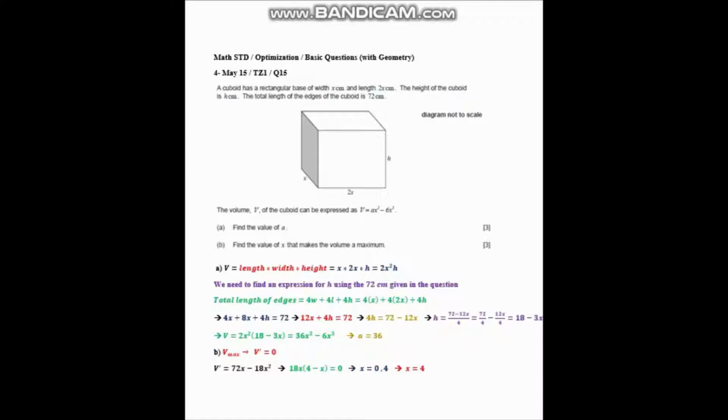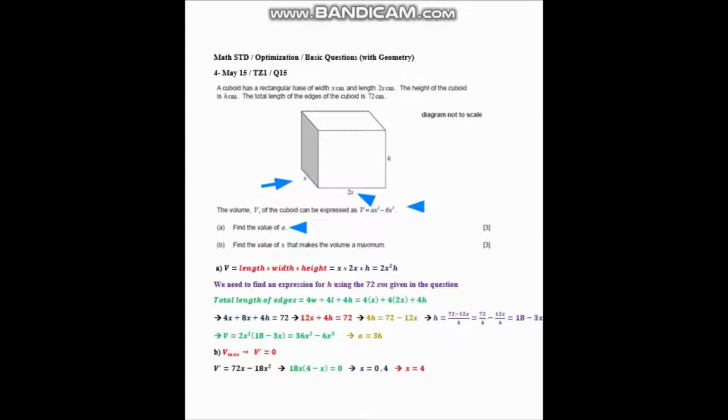We are told that a cuboid has a rectangular base of width x and length 2x. So there is your width and there is your length. The height of the cuboid is h. The total length of the edges of the cuboid is 72. The volume V of the cuboid can be expressed as such. Find the value of a.